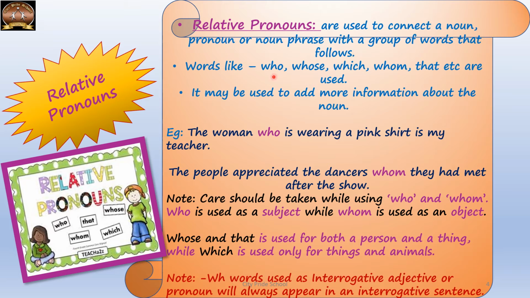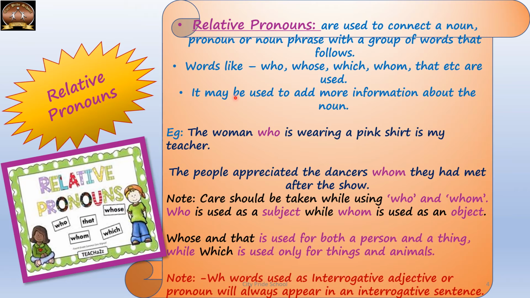Relative pronouns are used to connect a noun, pronoun, or noun phrase with a group of words that follow. So words like who, whose, which, whom, that, etc. are used as relative pronouns. Now, I can say in other words that relative pronouns play a dual role. One, they are used in place of a noun. And the second one is they act like conjunctions, but they do not act as conjunctions.